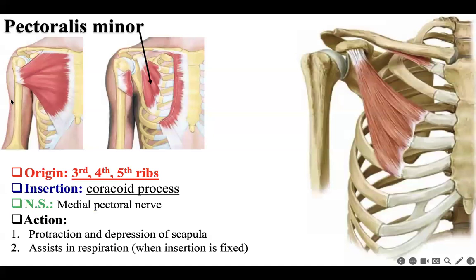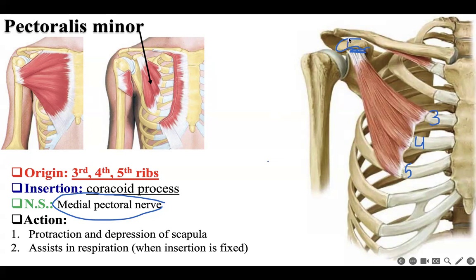Regarding the pectoralis minor, it is triangular in shape, originating from rib number 3, this is the origin, rib number 4, and rib number 5. If you want to see the pectoralis minor, you have to remove the pectoralis major first. So ribs 3, 4 and 5, and it goes to be inserted here, in the coracoid process. The nerve supply is only the medial pectoral nerve. The pectoralis major has medial and lateral pectoral nerves, but the pectoralis minor has only the medial pectoral nerve.